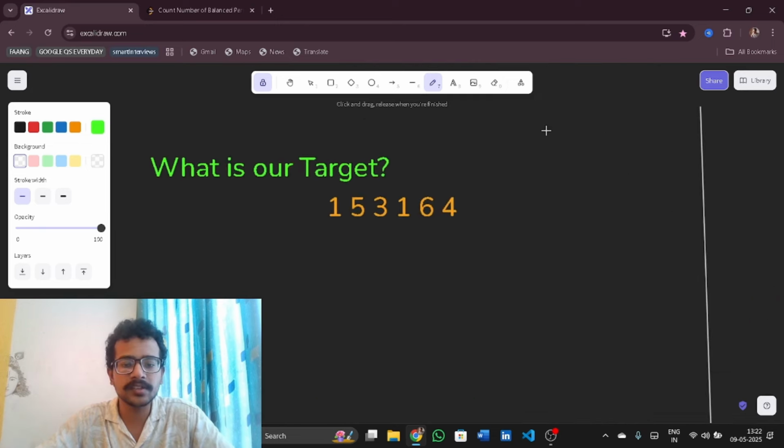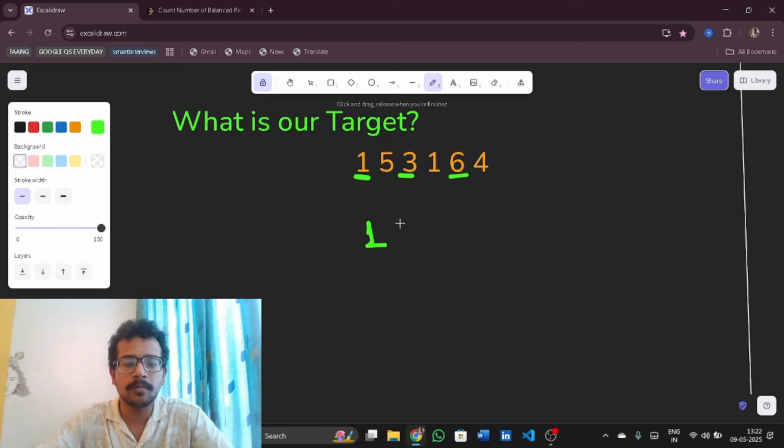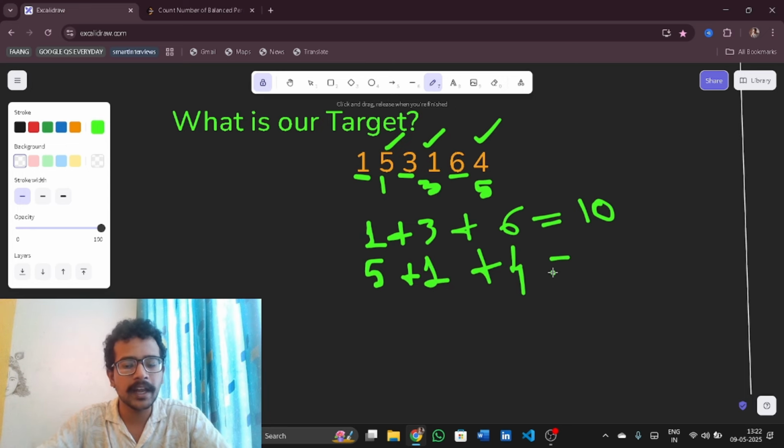Let us get into an example instead of the examples already given in the description. At even indices, 1 plus 3 plus 6 will be equal to 10. Now I have 5, 1, 4 at the odd indices, 1, 3, 5. At odd indices I have 5 plus 1 plus 4, so the total will be 10.